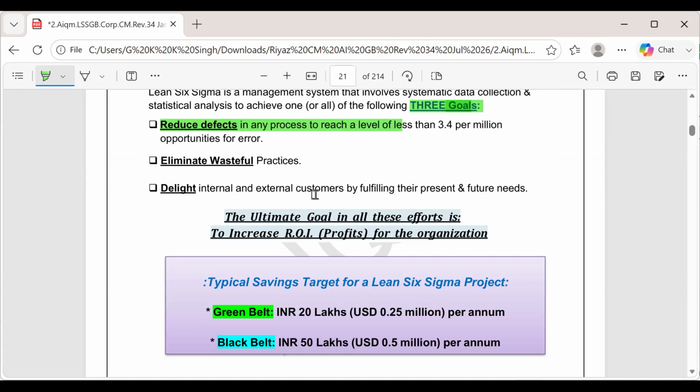So overall, implementation of the Lean Six Sigma project leads to more sales because of happier customers, fewer defects, less loss of man hours and materials, and elimination of the 8 waste. So all this ultimately leads to savings, and that's why yesterday we talked about increasing the profits or return on investment, the ROI for the organization, through the Six Sigma project.